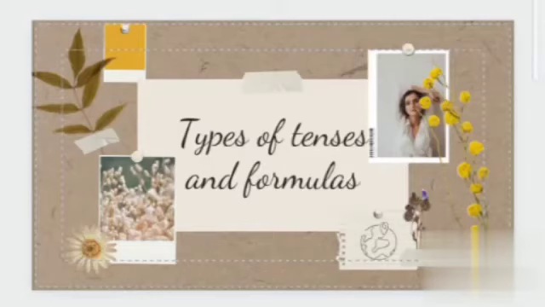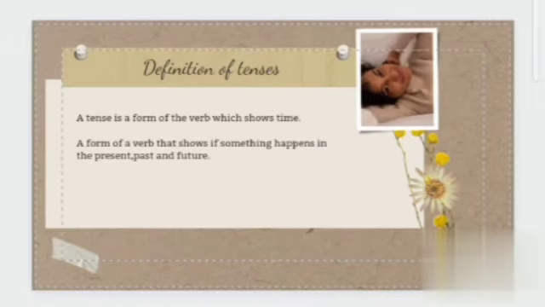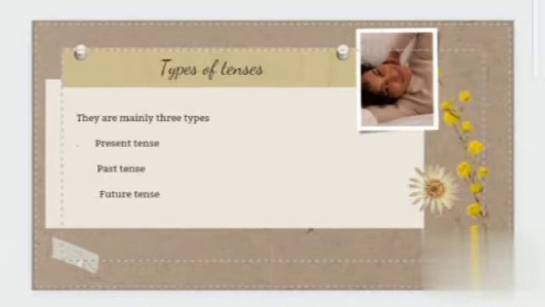Types of tenses and formulas. Definition of tenses. A tense is a form of the verb which shows time. A form of a verb that shows if something happens in the present, past and future. Types of tenses. There are mainly three types: present tense, past tense, future tense.